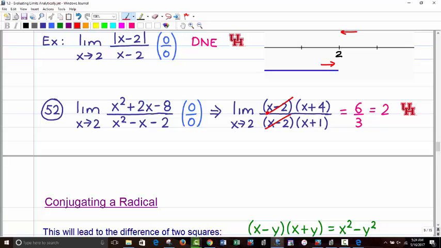But that's okay. Factor it normal. The x minus 2's cancel. You reinsert the 2. You get 2 plus 4 over 2 plus 1. You get 6 over 3. That equals 2.